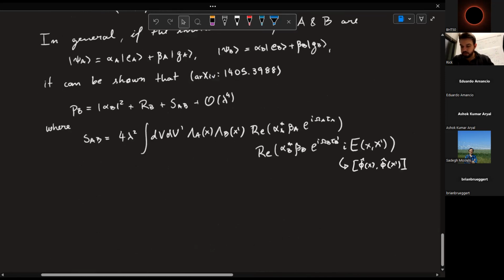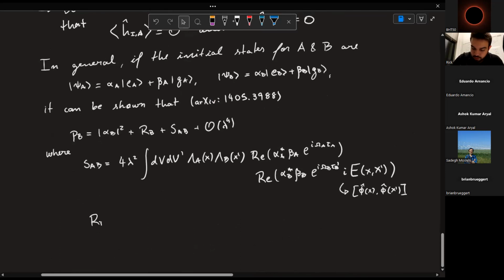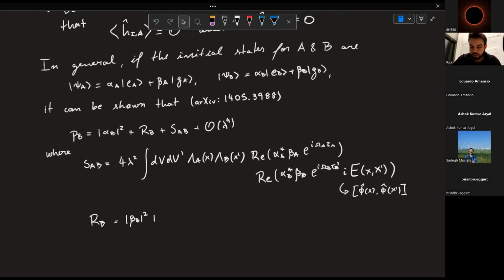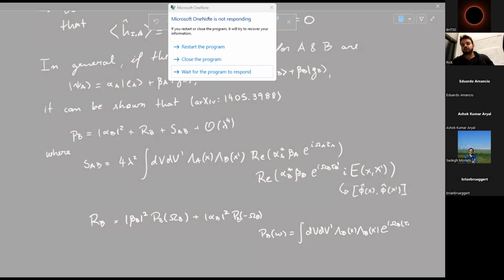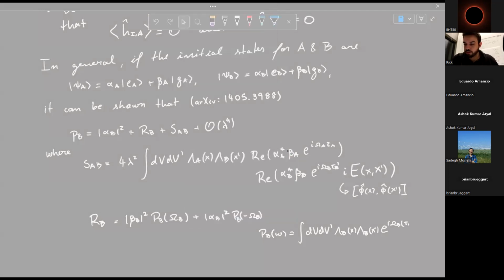All right, now the RB term, it's not really important because it's also independent of Alice, but it's basically the coefficient associated with the ground state of B times the excitation probability, and the coefficient associated with the excited state with the de-excitation probability, where the PB of omega is the integral dv prime of lambda b of x, lambda b of x prime, and we have the e to the I omega, which is what's going to give us the excitation or the de-excitation probability.